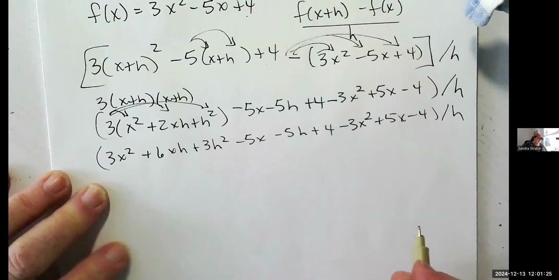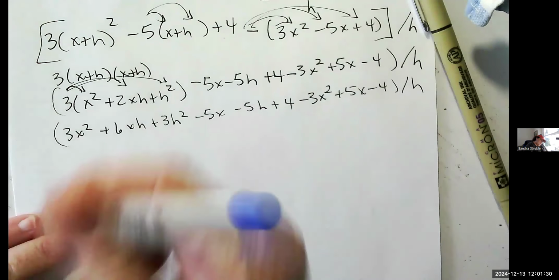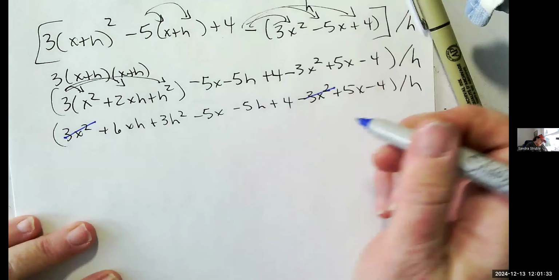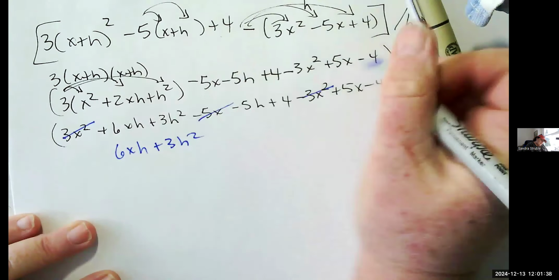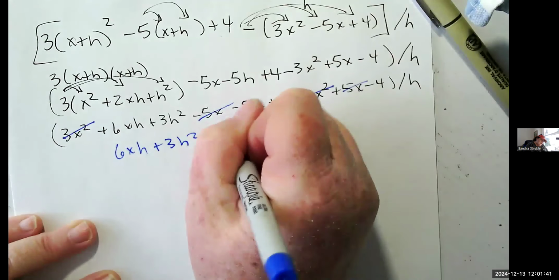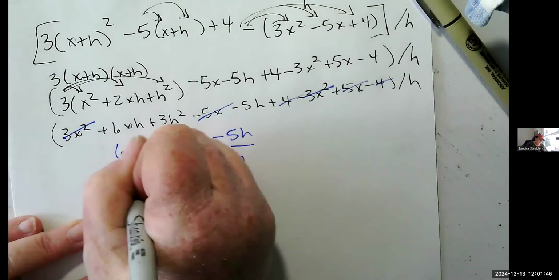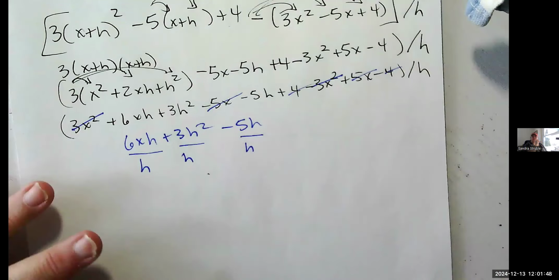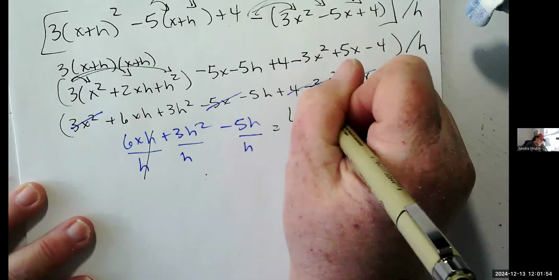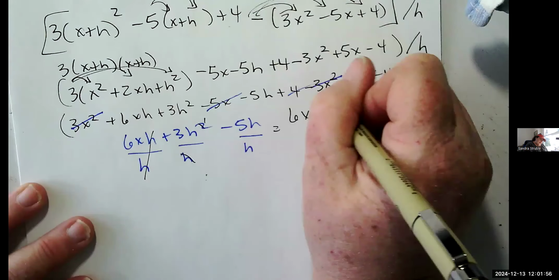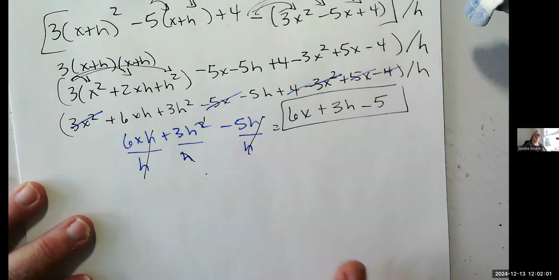Okay. Now let's get rid of things. Gone, gone. We're left with 6xh plus 3h squared minus 5h. And so each one of these is over h. It's better to do it this way. You'll make fewer mistakes. So this becomes just 6x plus 3h minus 5. That is the difference quotient.